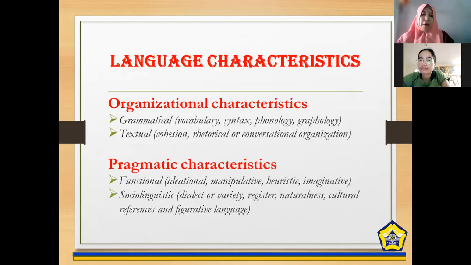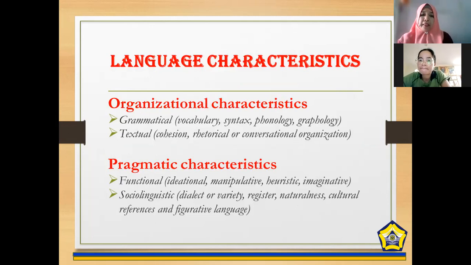Okay, next about language characteristics. It is divided into 2: organizational characteristics and pragmatic characteristics. Organizational characteristics consist of grammatical and textual. Grammatical consists of vocabulary, syntax, phonology, and graphology. And then textual consists of cohesion and rhetorical or conversational organization.